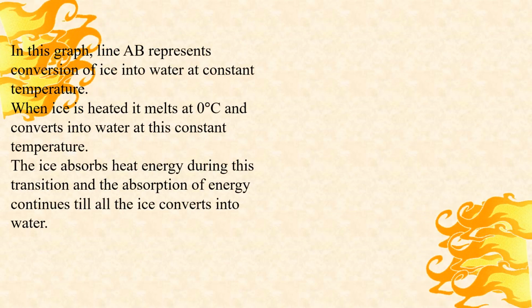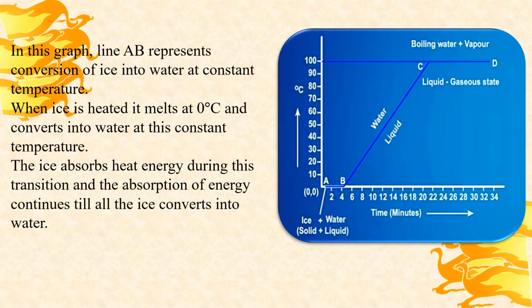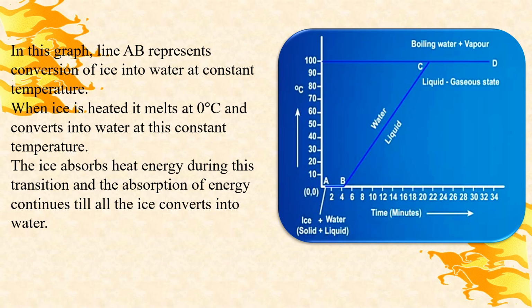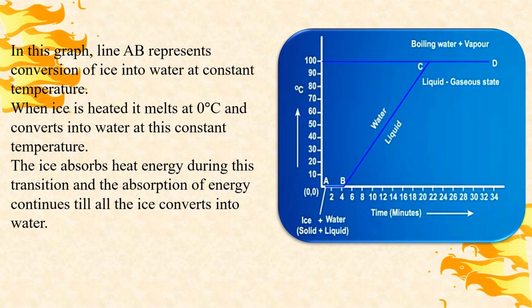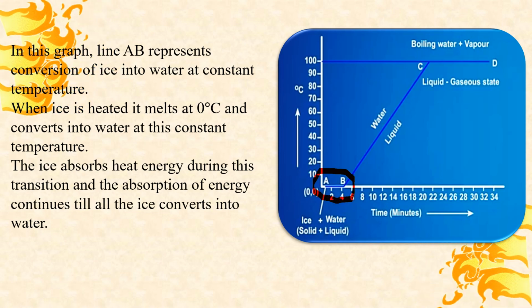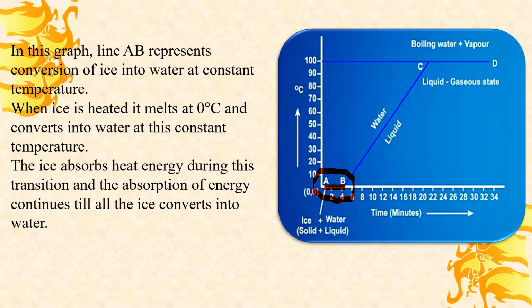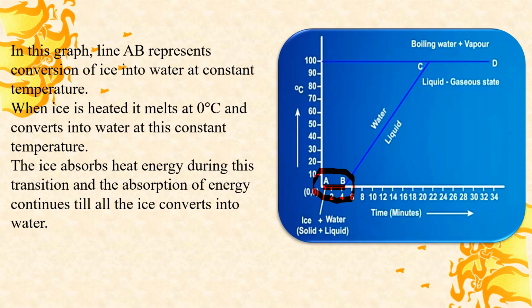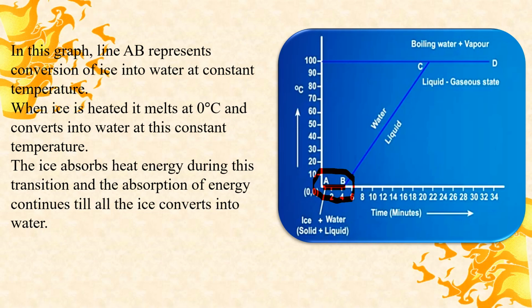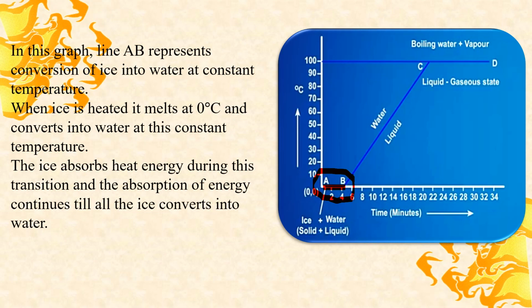Okay, I will draw this graph in a proper way. So in this graph, the line AB that you see, it is a small line. I'll just mark it with a red marker so it will be clear to you all. Now this line that I'm talking about, line AB, okay, this is the line. So the line AB represents conversion of ice into water at constant temperature.